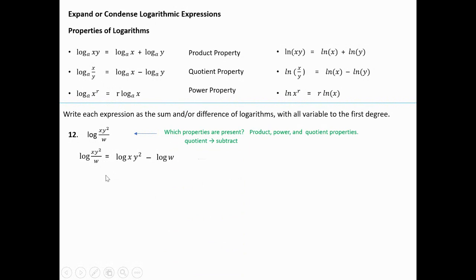Okay? Now we're going to apply the product rule. Execute that one, right, with the product rule. For the product rule, we're going to be expanding them, but we're going to be adding. So we have 2 terms, 1, 2. We have the x and the y.